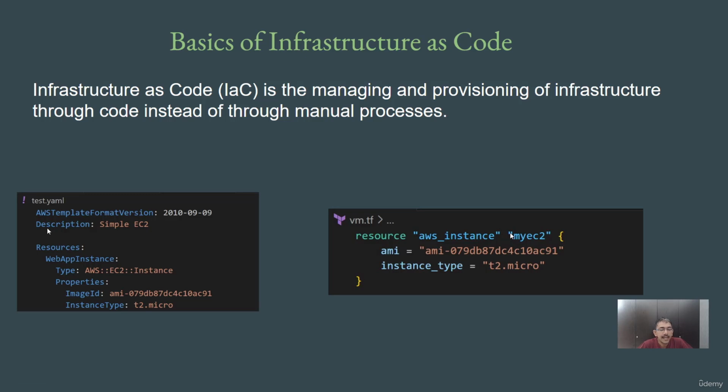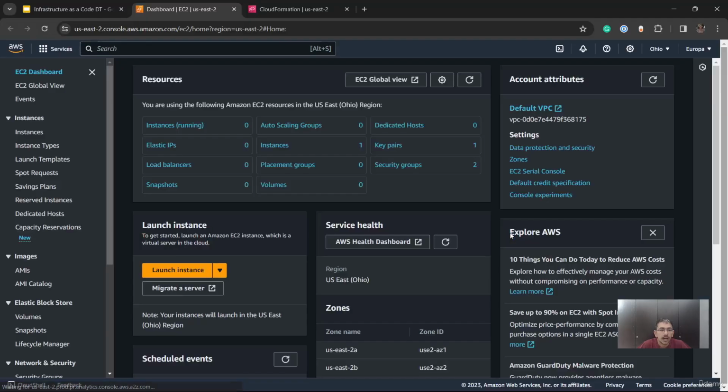So let's do one thing. Let's go ahead and quickly have a small demo so that our concept of IAC is well understood. Now currently I am in my AWS account. As we are discussing, there are always two primary ways to create infrastructure. One is manual and one is through automation.